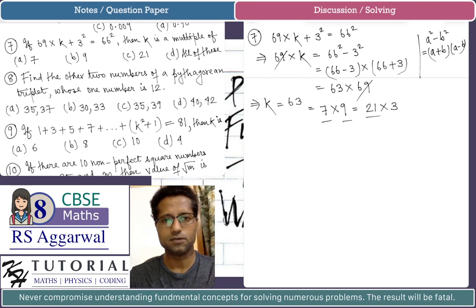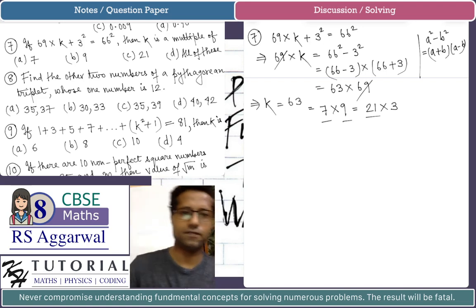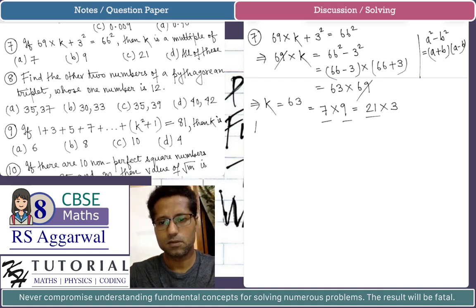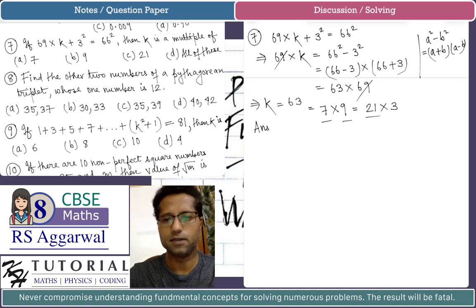So the correct choice will be D, as the other choices A, B, and C, that is 7, 9, and 21, are factors of k, or k is a multiple of 7 as well as 9 as well as 21. So the correct choice is D, all of this.